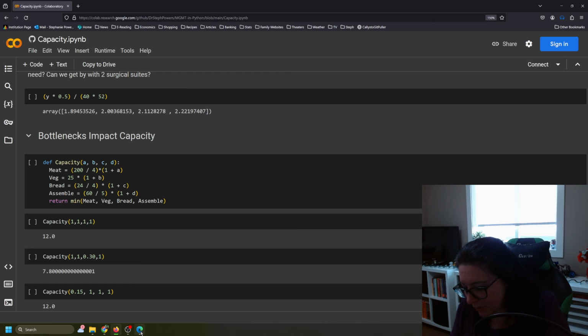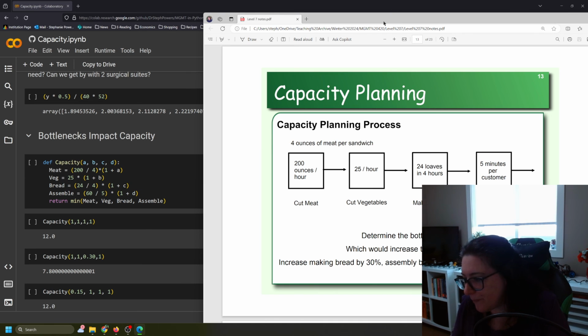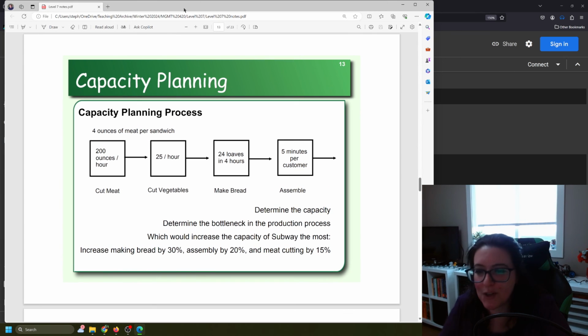And so what we want to do, let me just go back to the slides here, is you want to outline your production process. You want to figure out what is the bottleneck in the production process, and that's where you want to focus on being more efficient. That will give you more capacity. And then reassess: has the bottleneck changed?